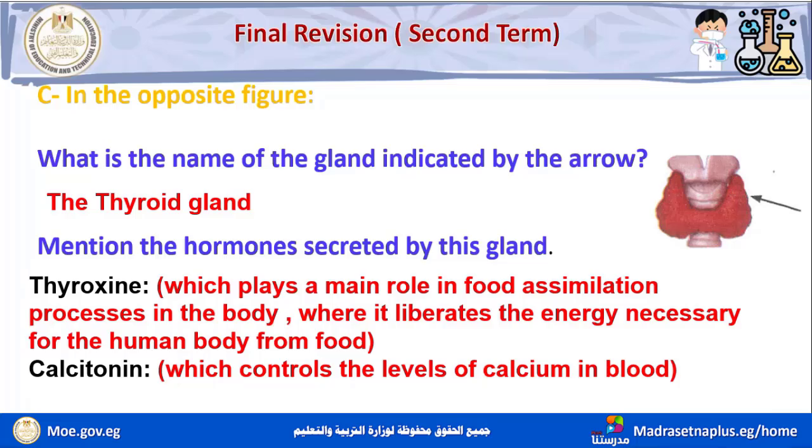2 hormones. Number 1, thyroxine hormone, which plays a main role in the food assimilation process in the body, where it liberates the energy necessary for the human body from food. Number 2, calcitonin hormone, which controls the levels of calcium in blood.